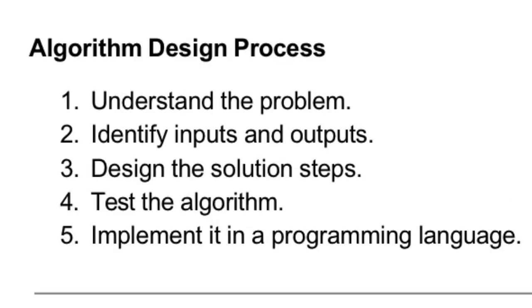When we design an algorithm, the design process has some steps. There are 5 steps. First, we understand the problem. What is the problem? Second, identify the input and output. What is the input and what is the solution of the problem? Third, design the solution steps. Write the steps.